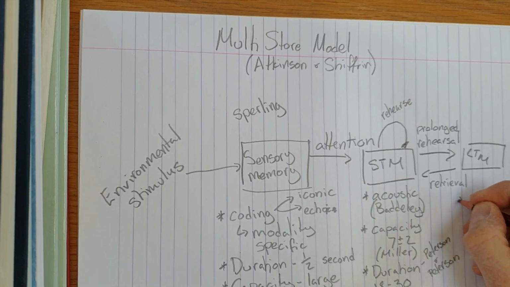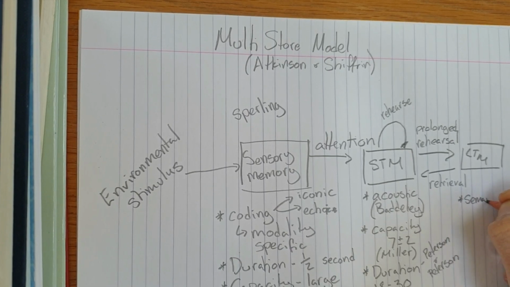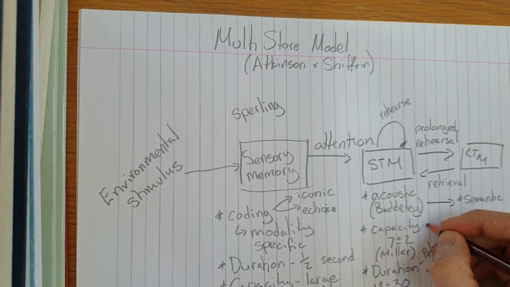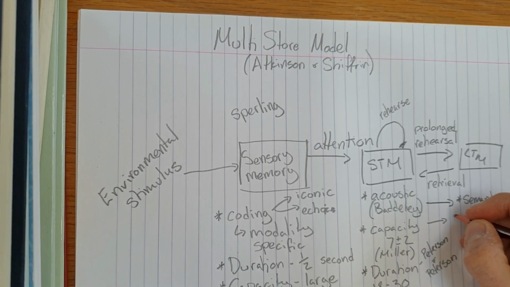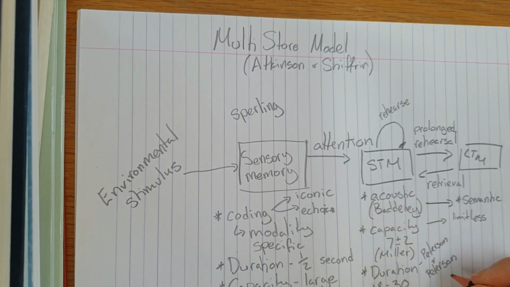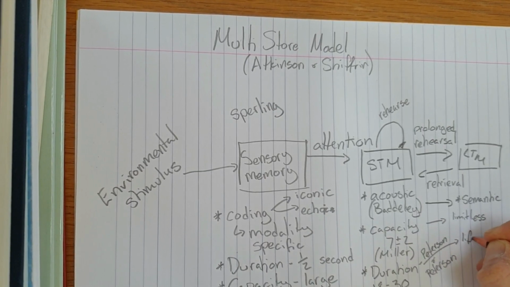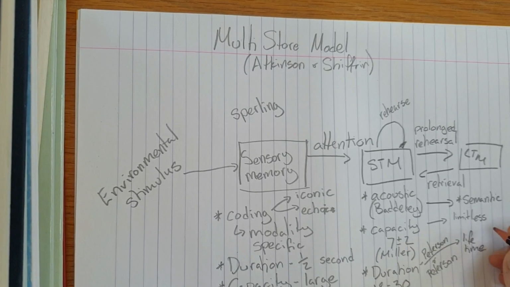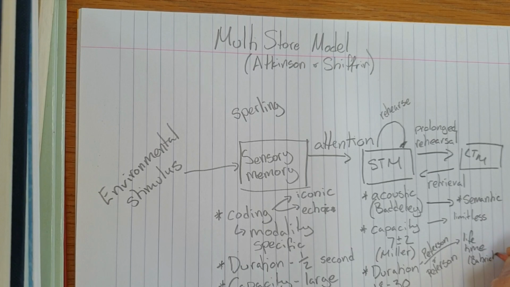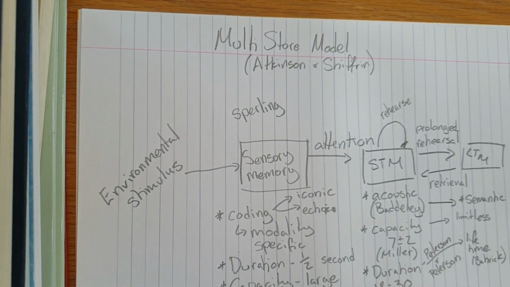Just to clarify then, long-term memory coding is semantic, as shown by Baddeley. Capacity is limitless, and duration is a lifetime, as shown by Bahrick with his nice little study of yearbooks. Remember, really good ecological validity there, perhaps some issues of internal validity with Bahrick.